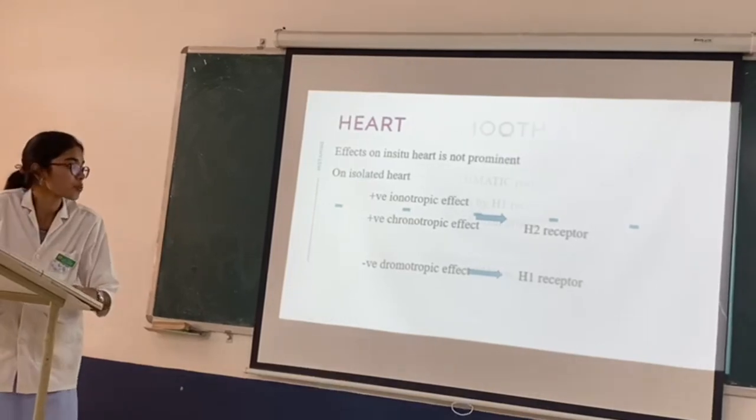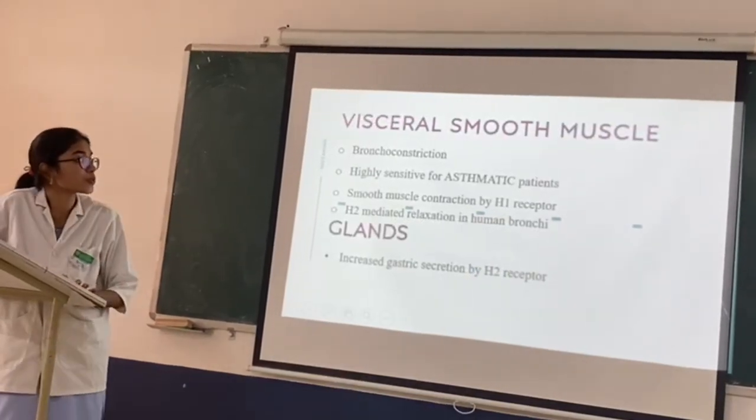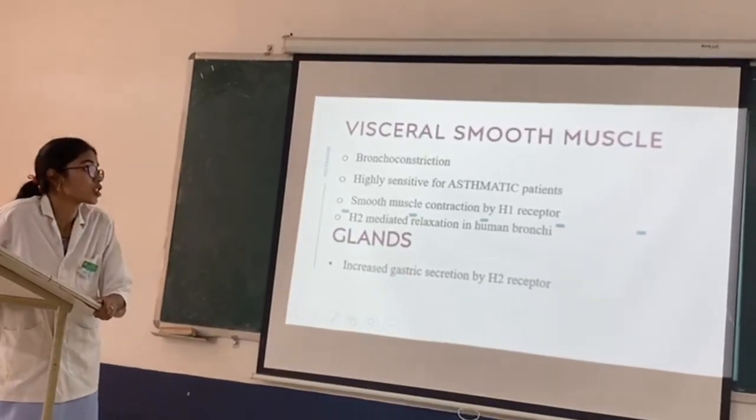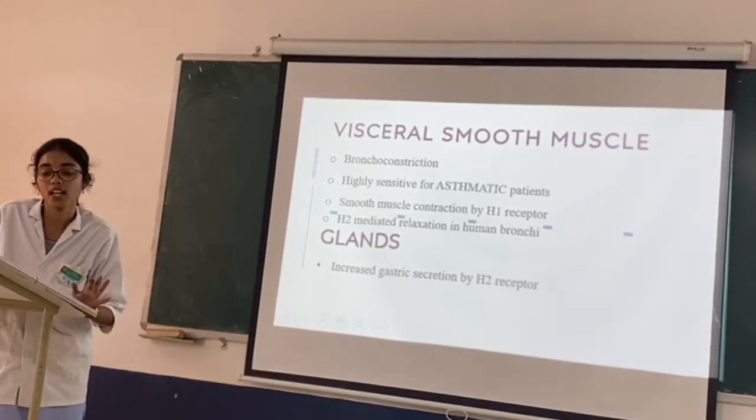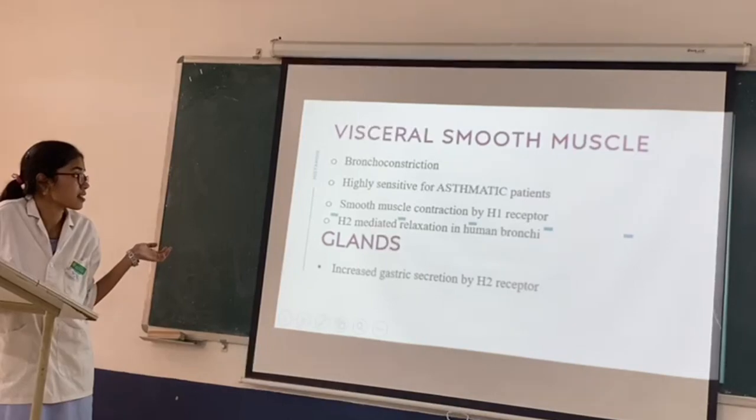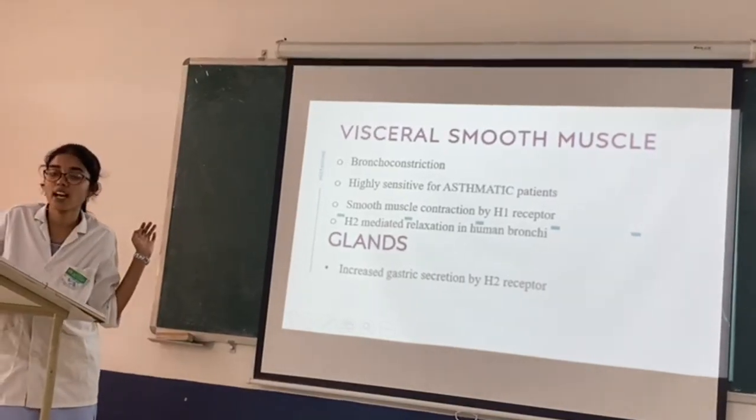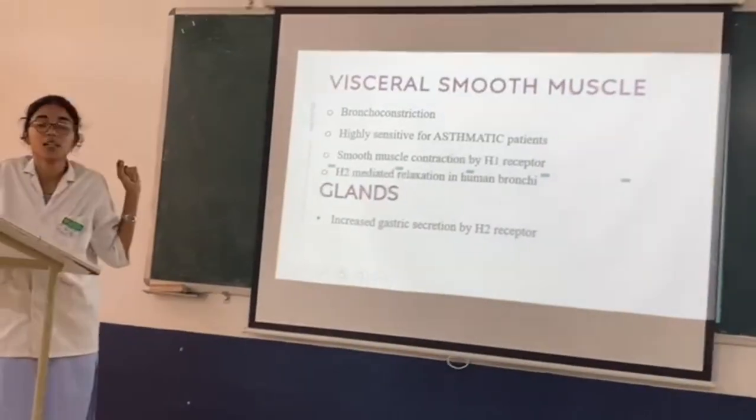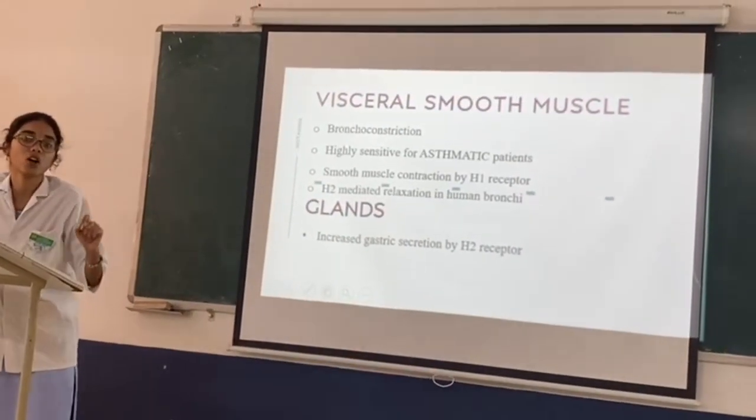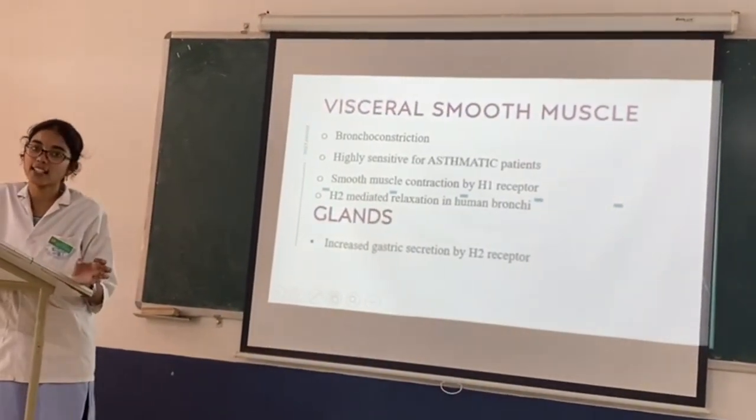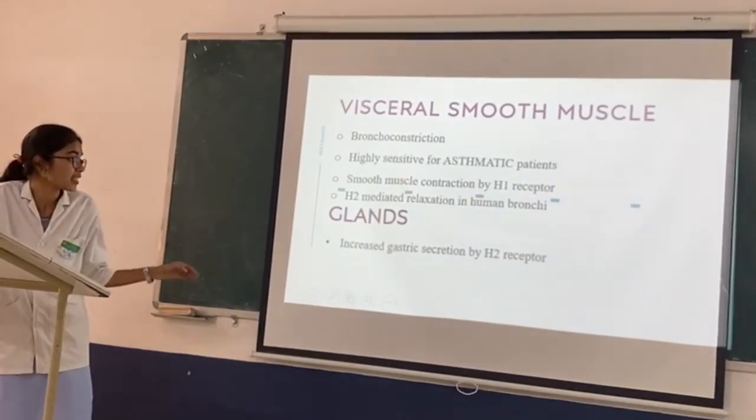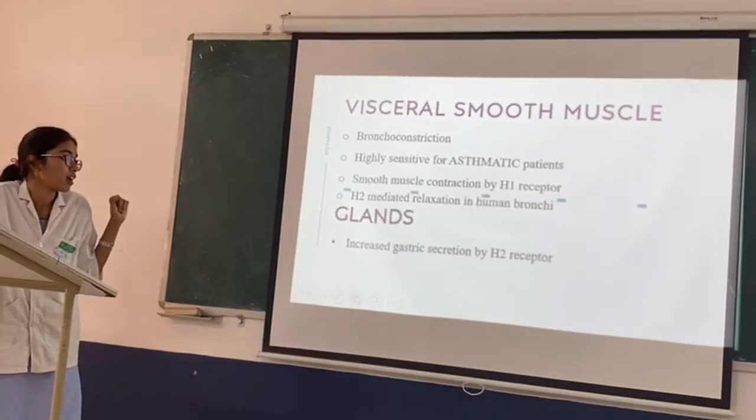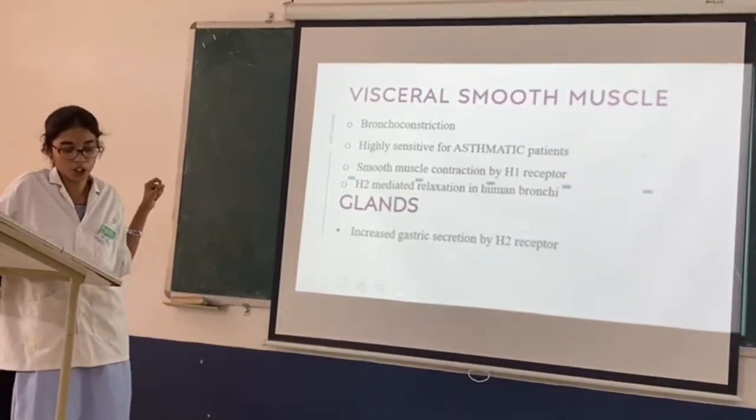Next, coming to the visceral smooth muscle. Histamine causes bronchoconstriction, which is highly significant for asthmatic patients. The smooth muscle gets contracted by the H1 receptors, and in few instances, H2-mediated relaxation can occur in human bronchi. At toxic doses, it may also cause abdominal cramps and colic because of the increased intestinal contractility. Coming to the glands, it causes increased gastric secretion by activating the H2 receptor, the mechanism of which we can see in a later video.